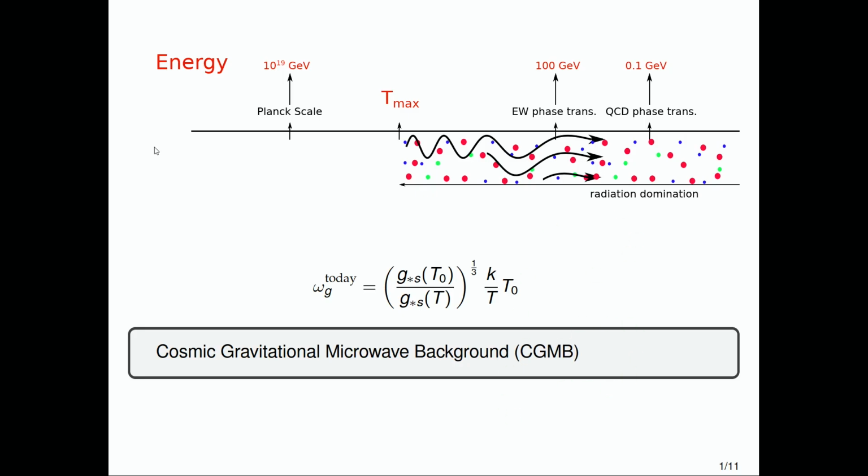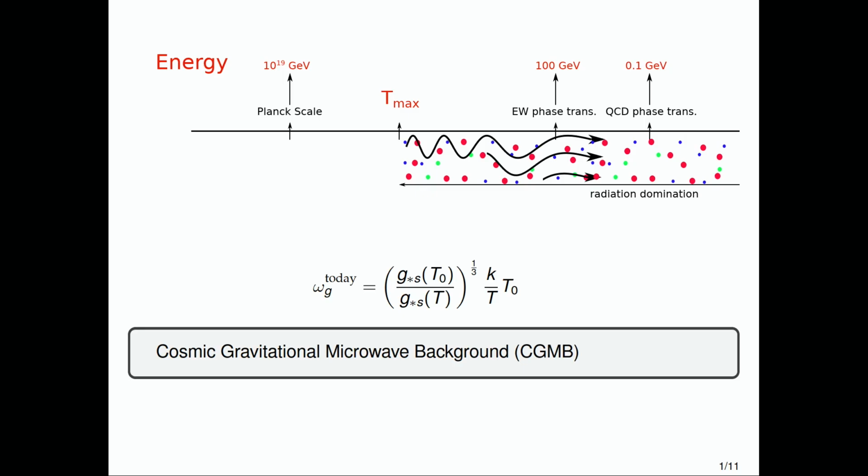So it's a guaranteed gravitational wave spectrum that is there, because we know that our universe was radiation dominated at some point. Okay, so this was in a nutshell how the gravitational waves are produced. So let me now describe how you would really calculate the spectrum.